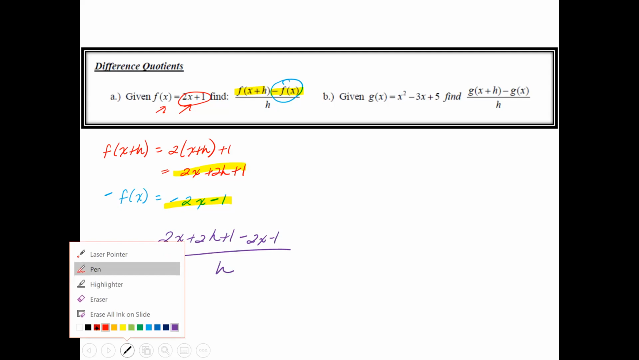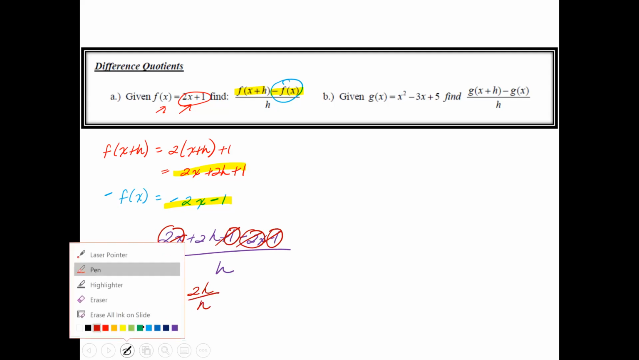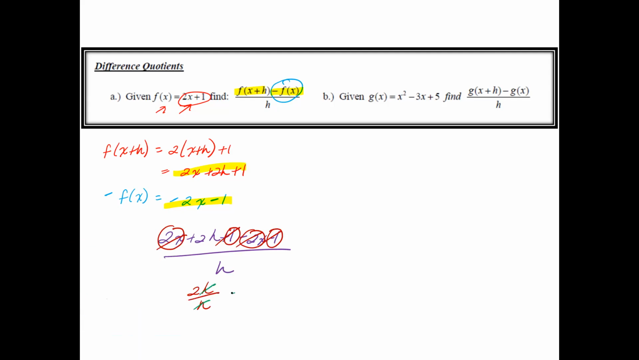So now I can go ahead and try to simplify this. Let's see what I can cancel. I can cancel the 2x with a negative 2x, positive 1 with a negative 1, boom, boom, boom, gone. So now I'm left with 2h over h, and I can actually cancel the h. So my answer is just going to be 2. Let's try that same thing with the next one for b. So this one was a, and here's b.